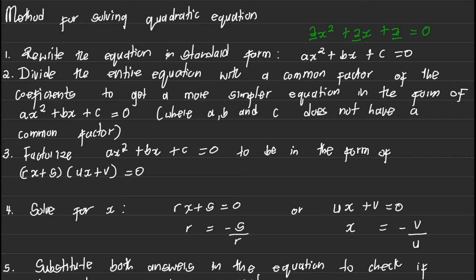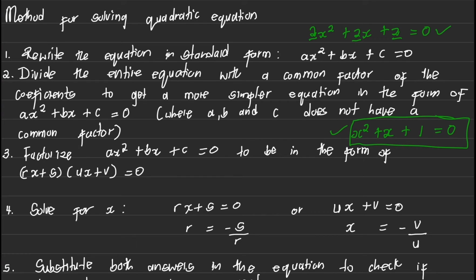So you are going to divide the whole equation by 2, and you will be left with x squared plus x plus 1, which is equal to 0. So we have taken our equation from that form to a simpler form, which is this one.